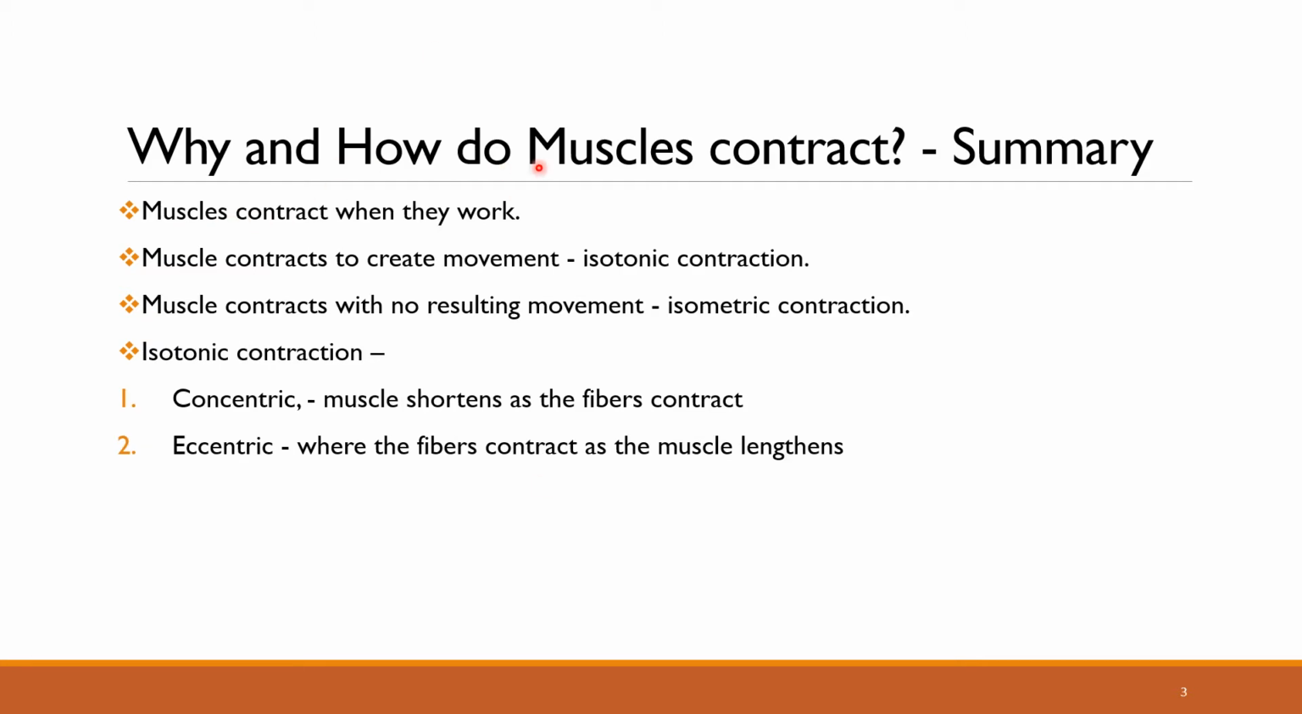So we'll just summarize why and how do muscles contract. Muscles contract when they have to perform work. So if the muscle contracts to create a movement, it is called as isotonic contraction. So here there are two types, concentric and eccentric. Muscle shortens as the fibers contract, and in eccentric, the muscle lengthens when the fiber contracts. So if you have muscle contraction with no movement, then it is termed as isometric contraction.